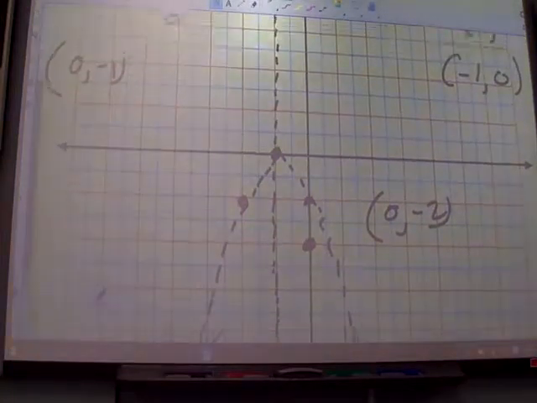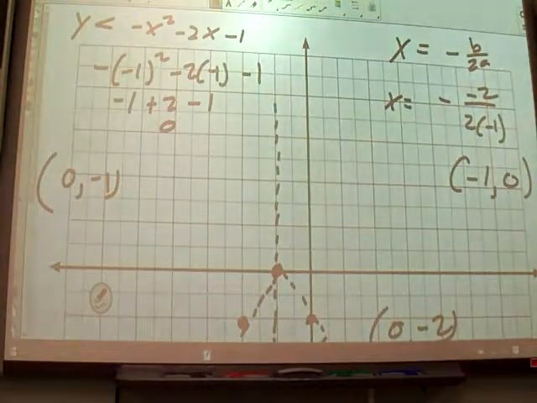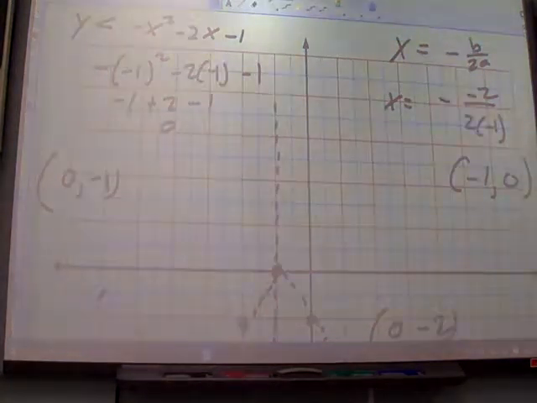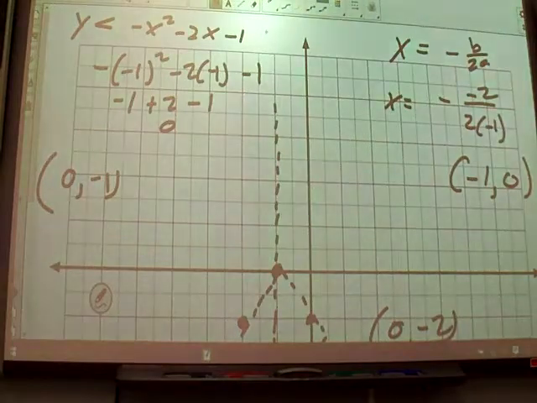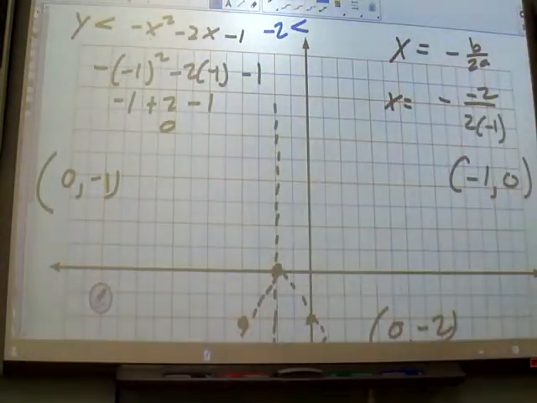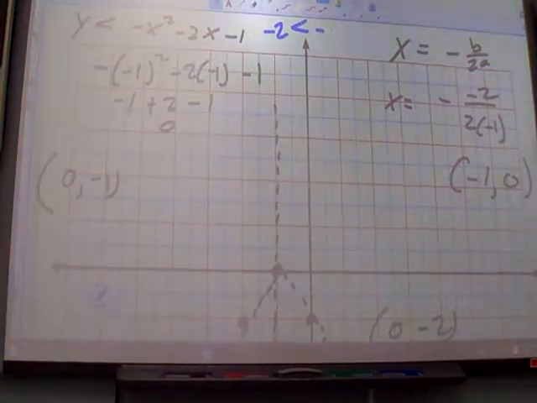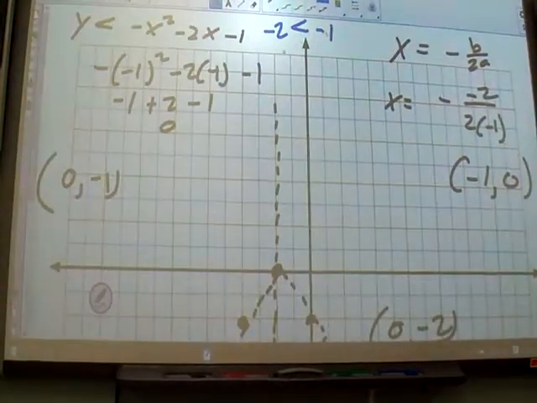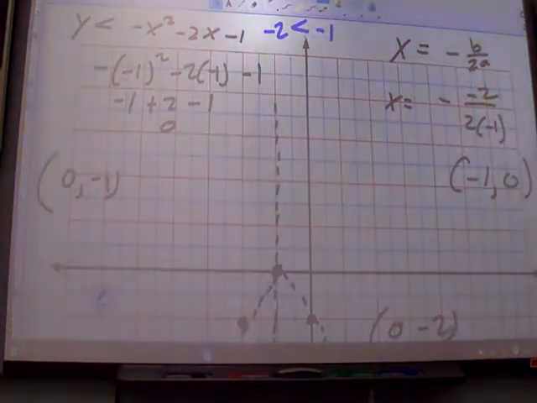So I'm going to go back up here. I'm going to plug a 0 in for the x's and a -2 in for the y. I'm going to see if that statement becomes true or false. So -2 is less than 0 squared is 0. 2 times 0 is 0. So all that's left is -1. So there's my sentence I'm evaluating for true or false. Is that true or false? That's true.